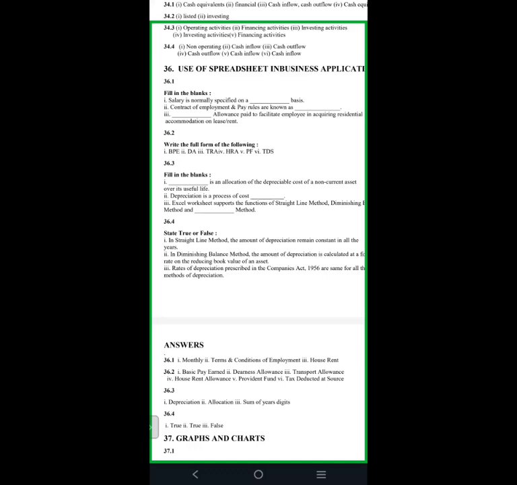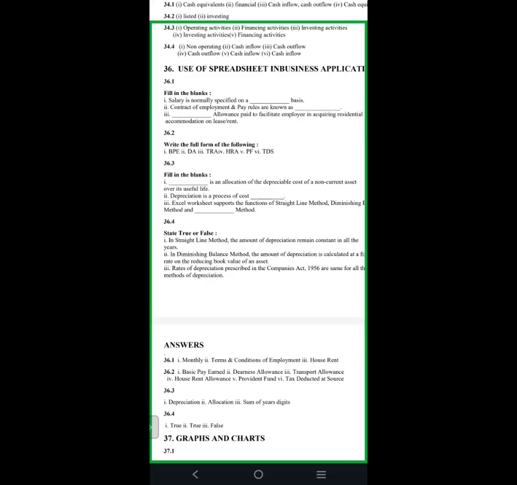Write the full form of the following: BPE, basic pay earned; DA, dearness allowance; TRA, transport allowance; HRA, house rent allowance; PF, provident fund; TDS, tax deducted at source.